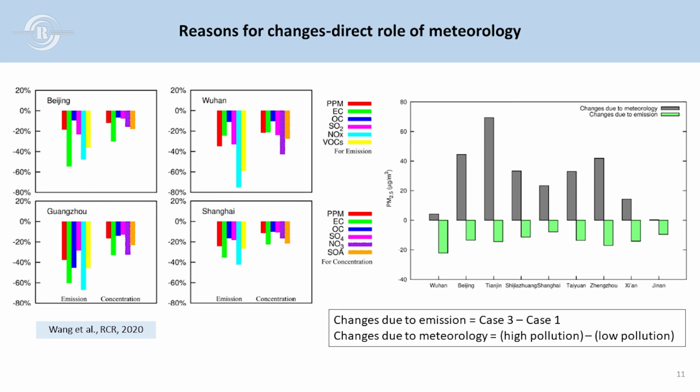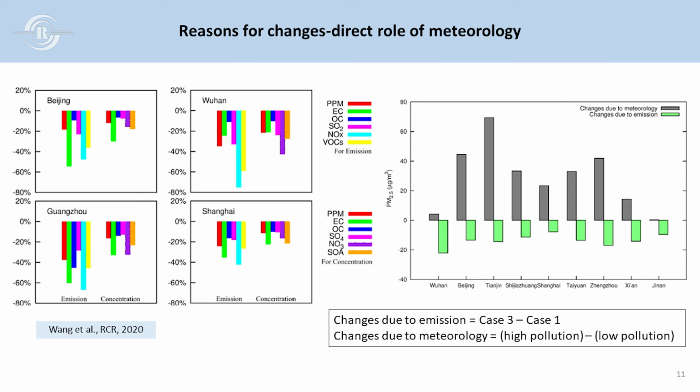This is because the emission, the meteorology plays an important role. Although you reduce a lot of the emissions, you didn't see the same level of reductions in concentrations. Similar cases can be seen in all cities we showed here: Wuhan, Guangzhou, and Shanghai.